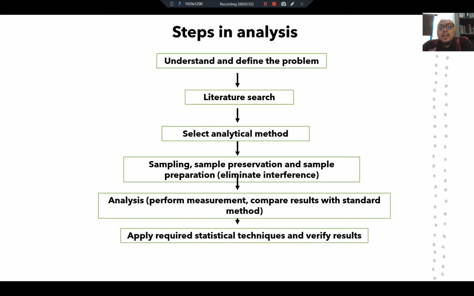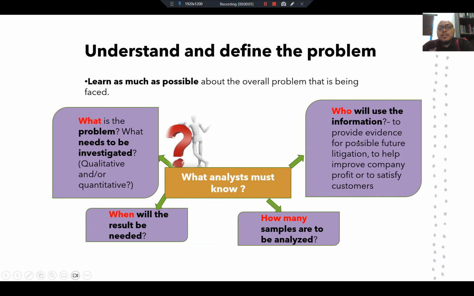Then you need to apply any necessary statistical methods to verify the results. So you apply the required statistical techniques and verify the results. And at the end, of course, you do the reporting. In this particular reporting, you need to provide not only the raw data, but also your discussion and conclusion.